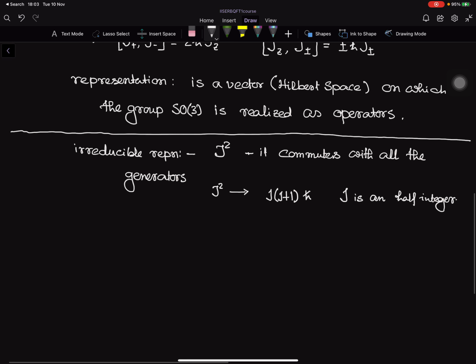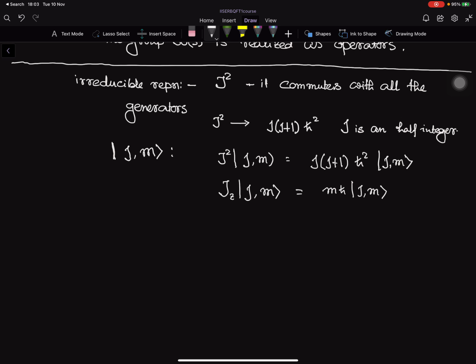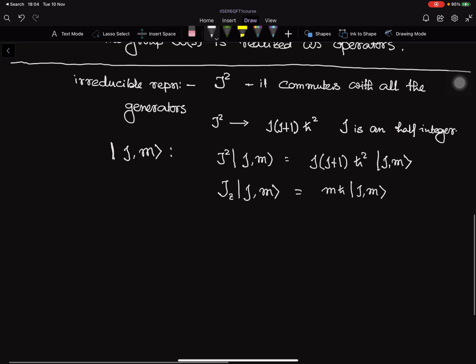Then the basis vectors of the Hilbert space, the basis vectors of our irreducible representation, can be denoted in this way: |j,m⟩, such that J square acting on |j,m⟩ is j(j+1) h bar square |j,m⟩, and Jz acting on |j,m⟩ is m times h bar |j,m⟩. This is the way the action is realized.